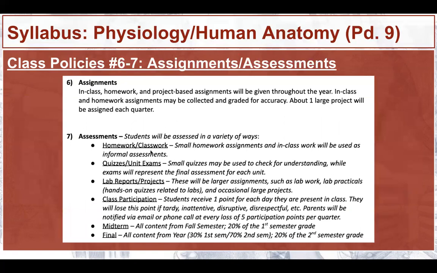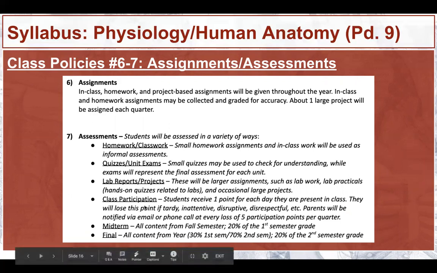So assessments: there will be homework and classwork. There will be a lot of this, especially working at home. The quizzes and unit exams will be mostly multiple choice, but there will be some short answer. Every lab will involve some sort of analysis or conclusion at the end. Whether that's completing a packet or doing something more on your own, that's how I assess labs. And there will also be lab practicals to test your knowledge.